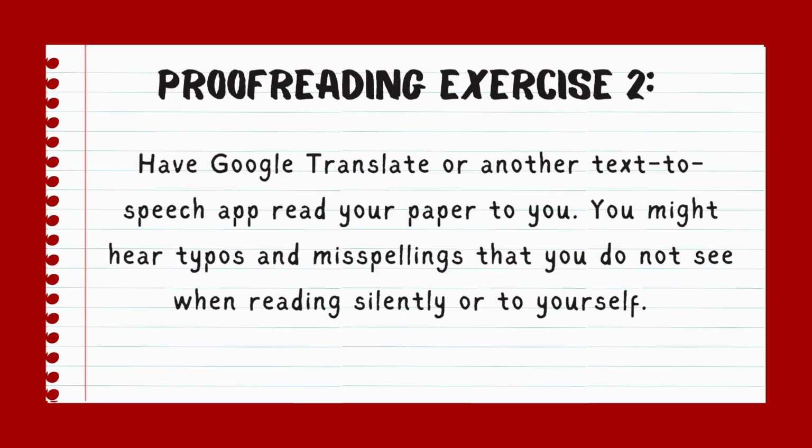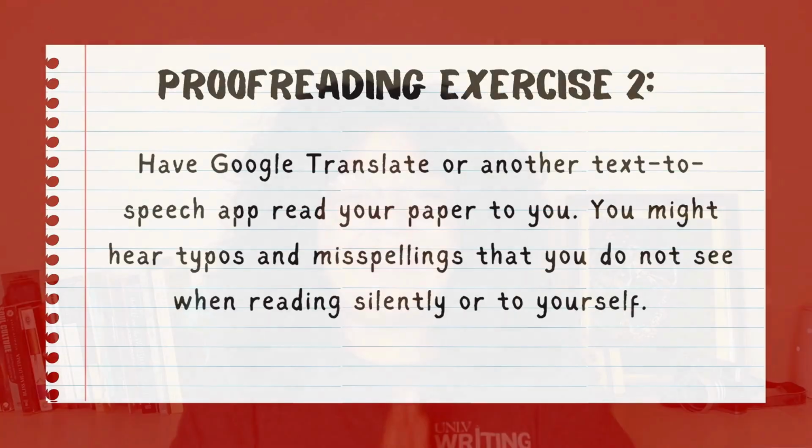Another strategy is to have Google Translate or another text-to-speech app read your paper to you. You might just hear some typos or misspellings that you don't usually see when reading silently or to yourself. Go ahead and pause again if you'd like to proofread your work. Proofreading might feel a little difficult on paper if you don't feel confident in correcting your own mechanical and grammatical errors. So please feel free to proofread your work in the digital document if you prefer. If you have any questions, we have a wealth of resources for you in the description of this video.